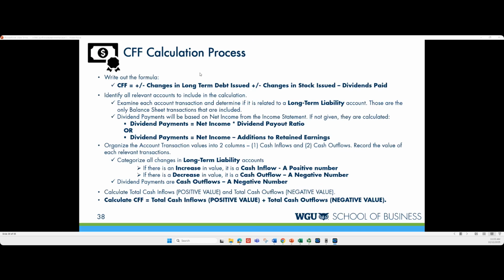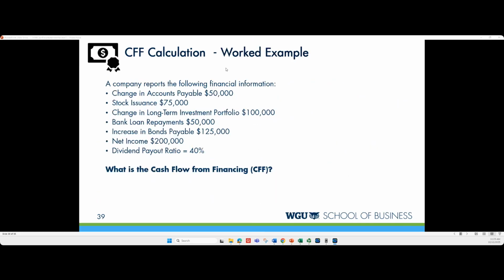And again, we'll follow the process of totaling up all the cash inflows, totaling up all the cash outflows, which is going to be a negative value. Then we're going to calculate our cash flow from financing by totaling up the cash inflows and the cash outflows as negative values. So here is a worked example. Here's our list of account balance changes. And then we're going to find out what is the cash flow from financing.